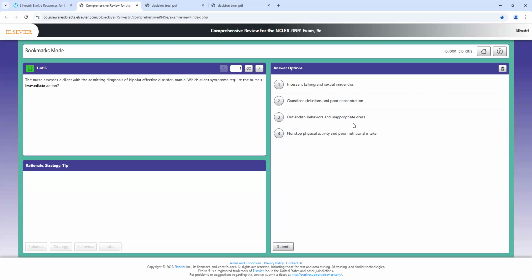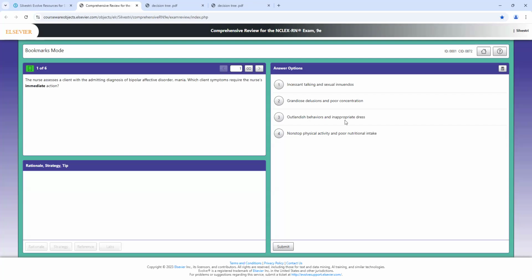Okay, we're going to keep 3 there. We know 1 and 2, we're probably going to eliminate nonstop physical activity and poor nutritional intake. Okay. So when we look at that one, if we have somebody with mania who's constantly moving about, and they're not eating and drinking well, what is that going to cause? They're going to start having possibly fluid and electrolyte imbalance. There's nonstop physical activity. They could fall. A lot of things can go wrong, right? So we know that's a big safety issue.